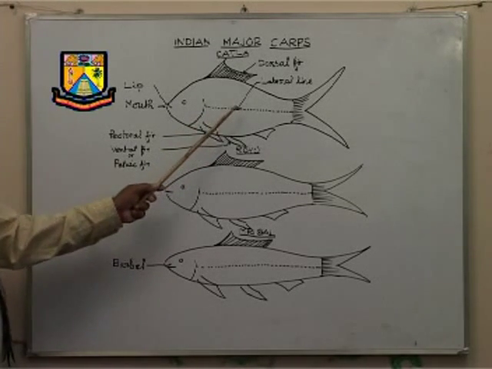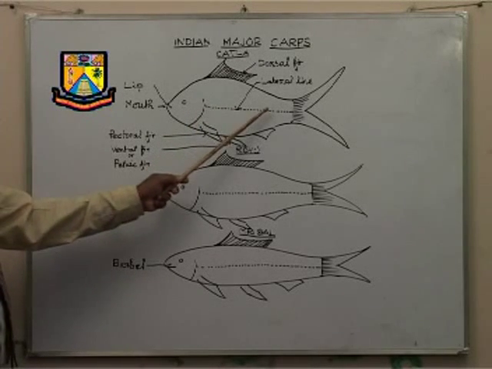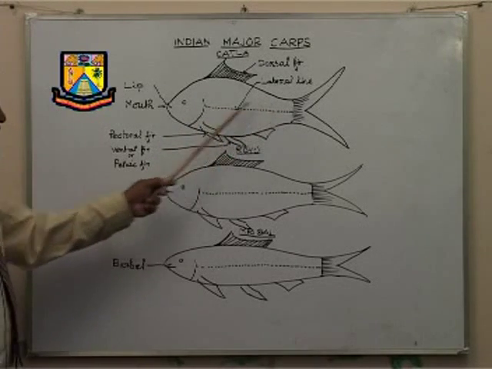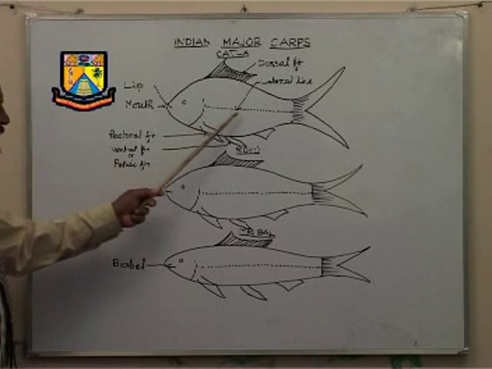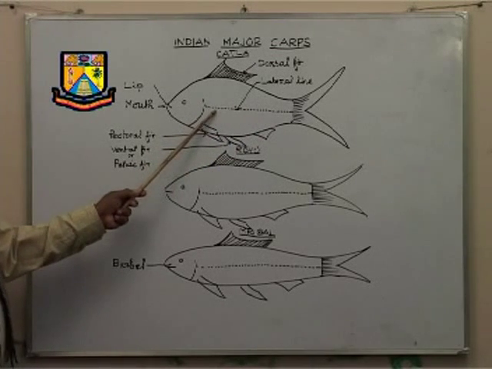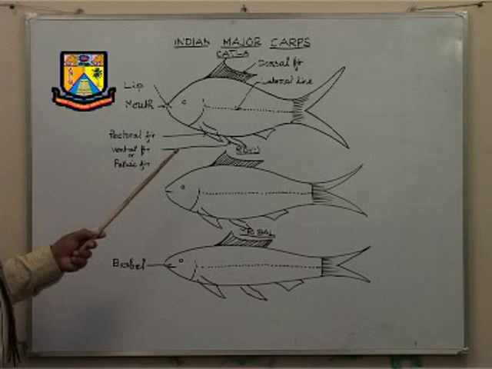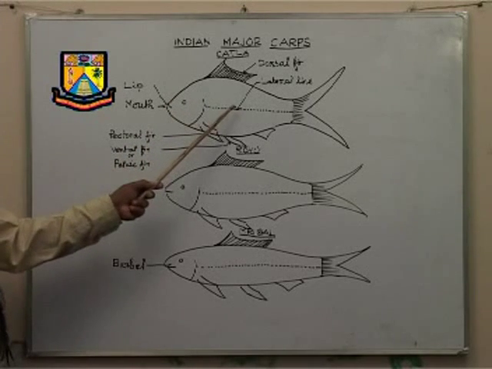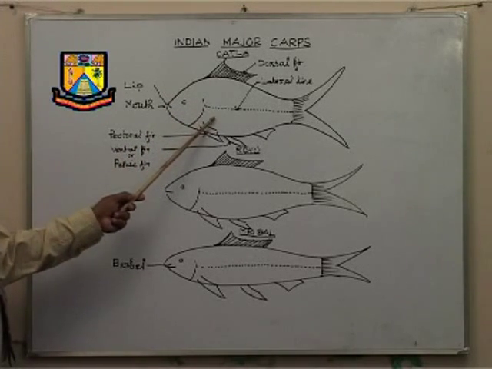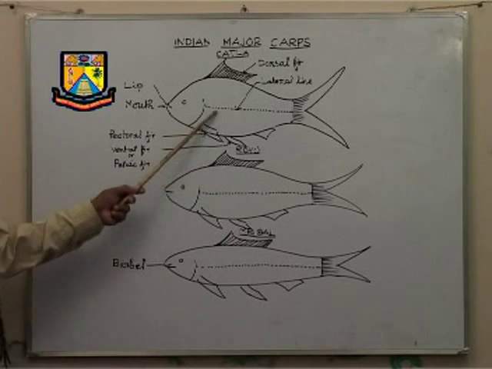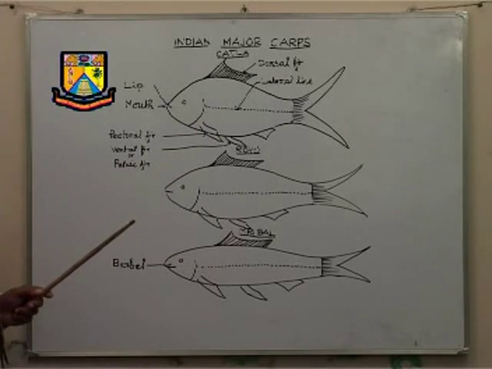On the lateral side, in the middle, the lateral line is present. The number of scales present in the Katla is 40 to 43. Based on the above identifying features, we may be able to distinguish Katla from other species.